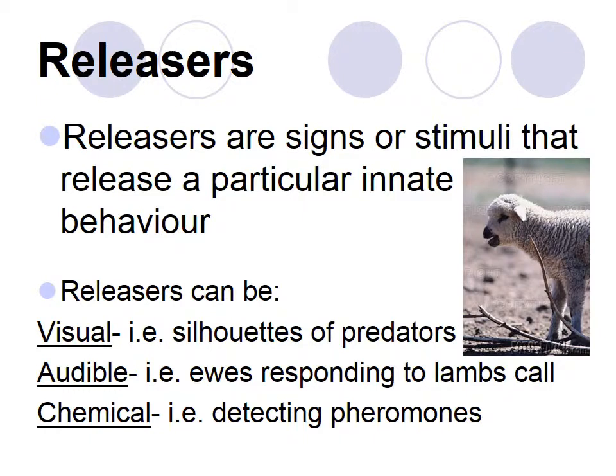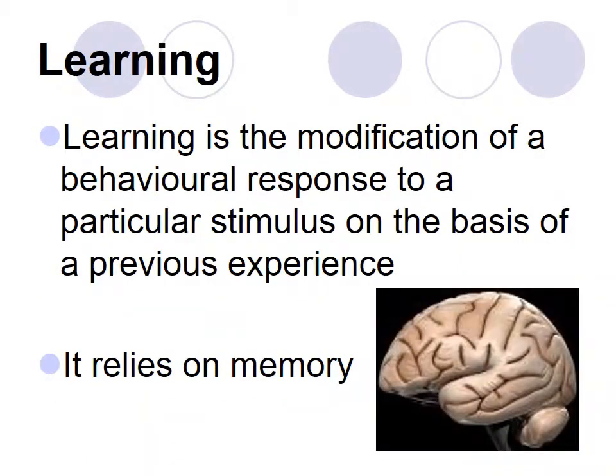Releases are signs or stimuli that release a particular innate behavior. Visual, you might see silhouettes of predators and then the animal would know what to do. Audible, you can hear lambs responding to each other. And then chemical, you're looking at detecting pheromones. These are things that are innate behavior. They automatically happen. They're not taught how to do it, but they automatically know how to do it.